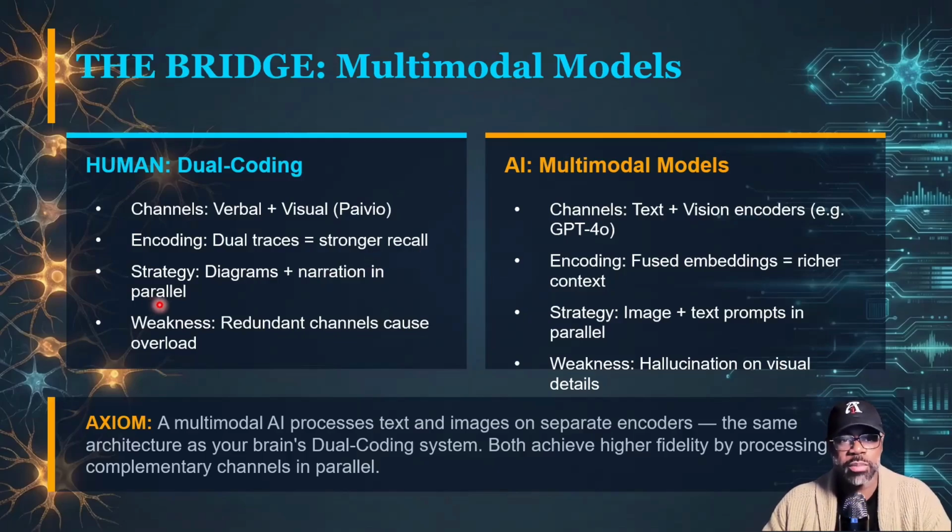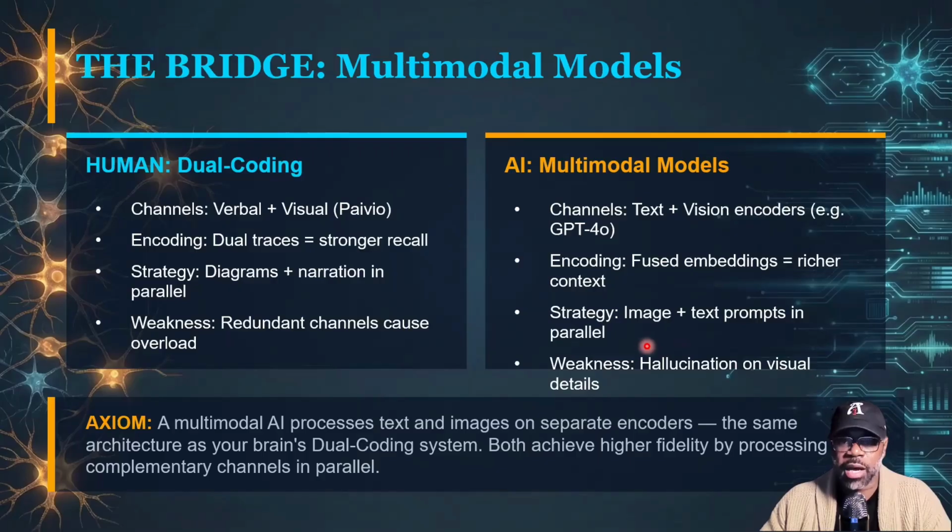Now, the strategy on the human side is diagrams and narration in parallel. So just again, imagine, as you'll see in some of the lectures or lessons that I'll walk you through, we'll be using diagrams and infographics, especially when we're talking about system design and architecture, right? So you'll see graphics and diagrams, but I'll also be talking you through the diagram. So you're getting both the verbal and the visual information all at once in parallel.